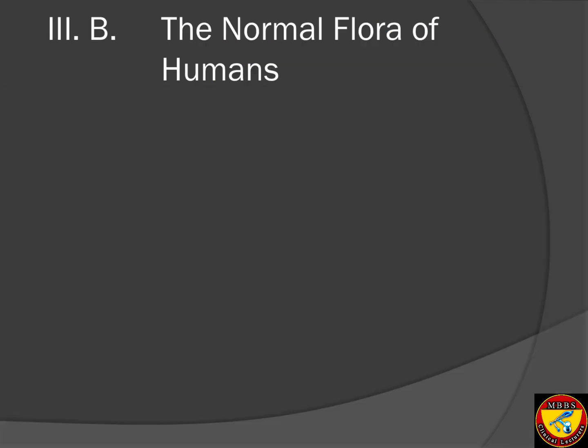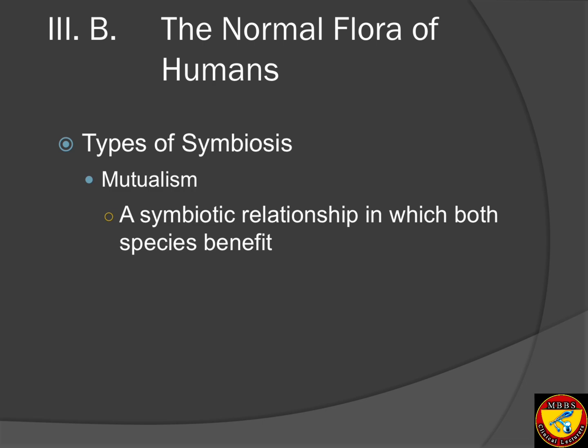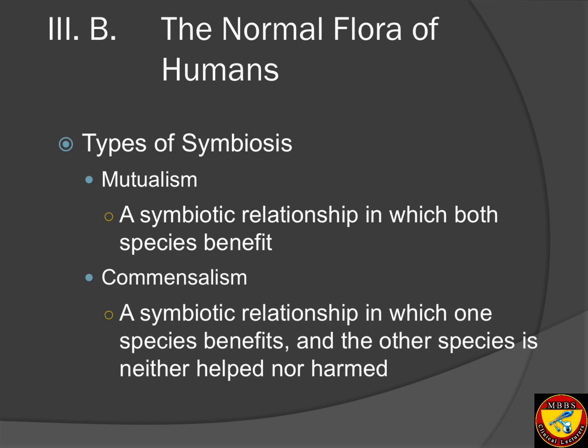So, a little bit about normal flora of humans. I will not go into depth on these because they will be discussed later on, but just a brief statement: normal flora of humans cause types of symbiosis called mutualism, which is a symbiotic relationship in which both the species benefit. The bacteria living on the human as well as the human cells both get benefit out of this relationship. And there can be commensalism, which is different, as this is a symbiotic relationship in which one species benefits and the other species neither helps nor harms. So it is just a harmless relationship for one host, and the other gets the benefit. These are the types of symbiosis.